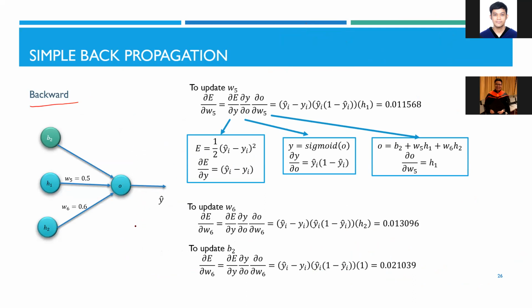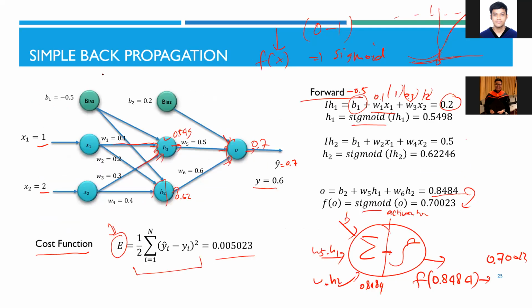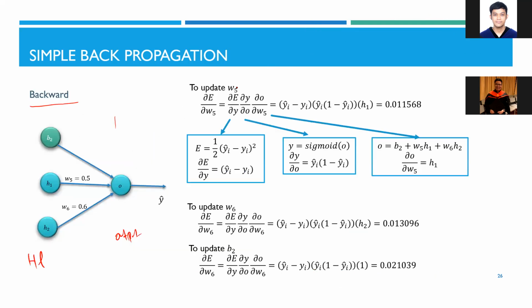last layer. So this is the output layer, and this is the hidden layer. If forward, we start from the first layer into the last layer. Backward, we start from the last layer into the first layer. Okay. Let's see. In the backward, we have bias.